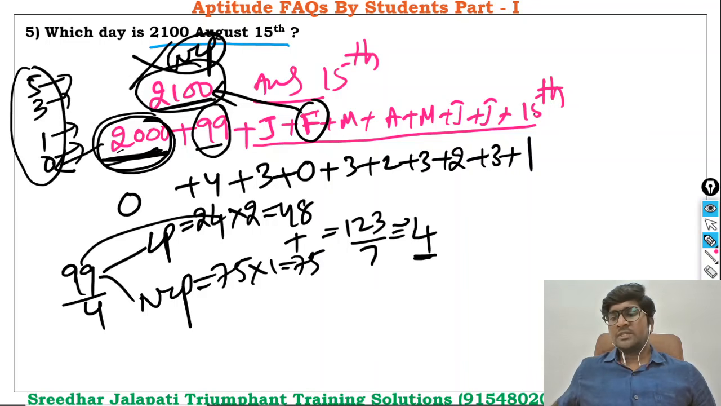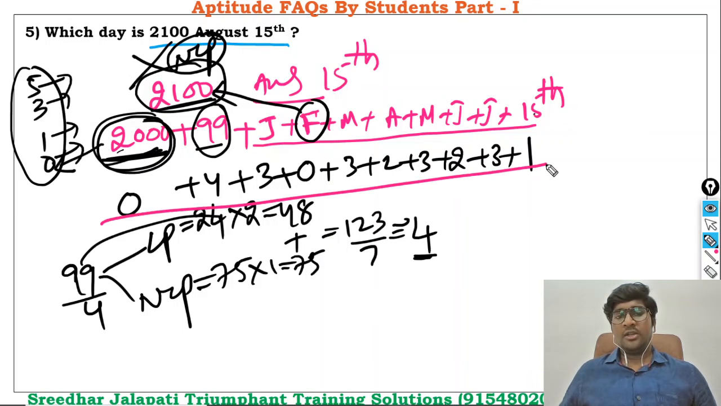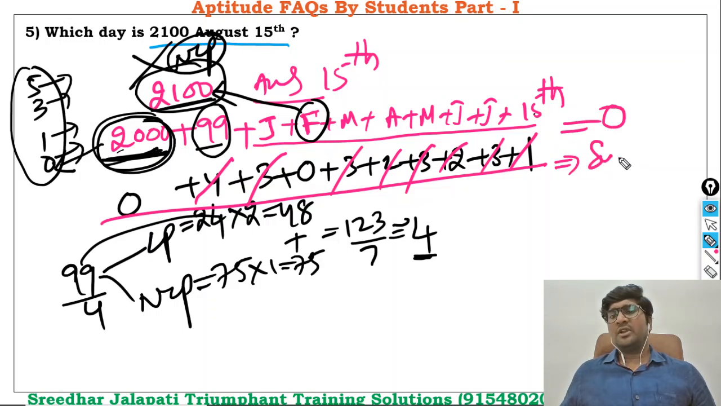So two things. One, you can add all the odd days, or you can cancel for every 7. I'm cancelling 4 plus 3, 7. 2 plus 2 plus 3, 7. And 3 plus 3 plus 1, 7. Everything got cancelled. That means odd days 0. And when you get odd days 0, the day is Sunday. Because we say 1 is Monday, 2 Tuesday, 3 Wednesday, 4 Thursday, 5 Friday, 6 Saturday, 0 Sunday. We got 0 here. So 2100 August 15th is Sunday.